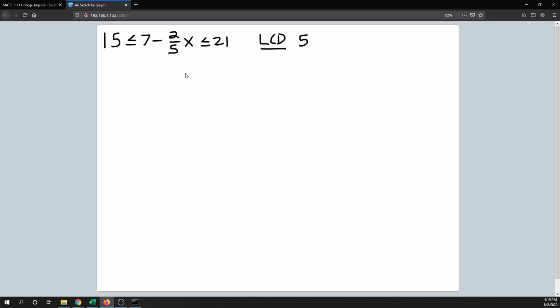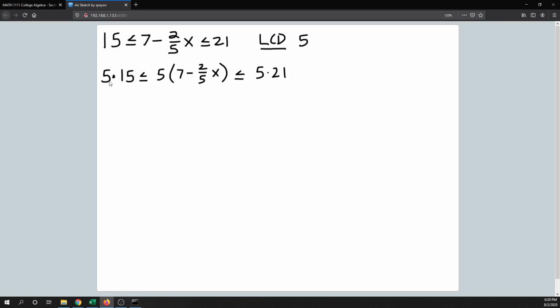All right, and so what we're going to do is to multiply the left side by 5. We're going to multiply the middle side by 5, since we have a compound inequality. Kind of think of this as having three sides, left, right, and the middle. And then we're going to multiply the right side by the LCD as well. If we do this correctly, it should cancel out all of the fractions. All right. So next up, then we will simplify each side as much as possible.